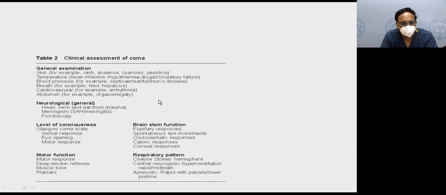This is the clinical assessment of coma, where we do the general examination, neurological examination, level of consciousness, Glasgow scale, motor function, and brainstem function. Here we mainly concentrate on brainstem function: you have to see the pupillary responses, spontaneous eye movements, oculocephalic responses, caloric responses, and corneal response. Each one has a localization value.